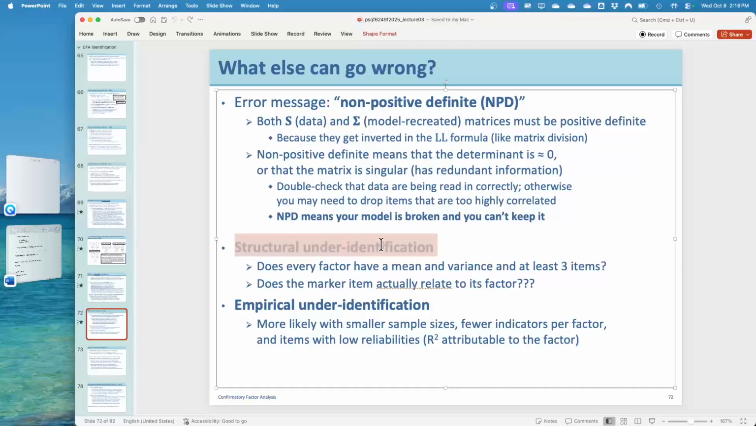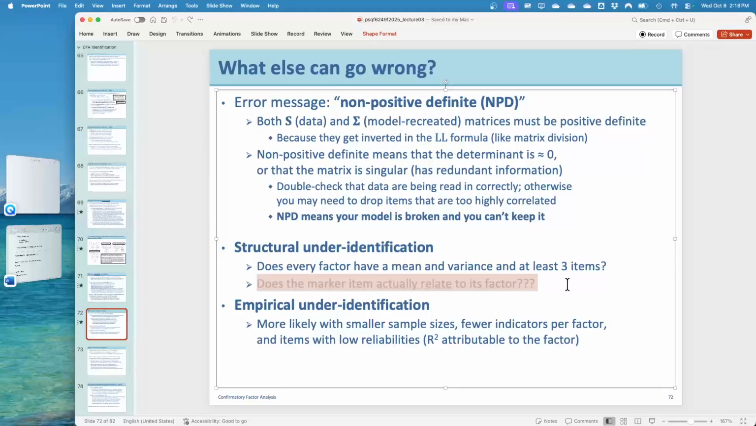there's also structural under-identification. So you need a factor mean and the variance for at least 3 items. Does each factor have a mean and a variance? Of course it will, otherwise it won't estimate. And you need 3 items each, technically 2 with a correlated factor, but just need 3.